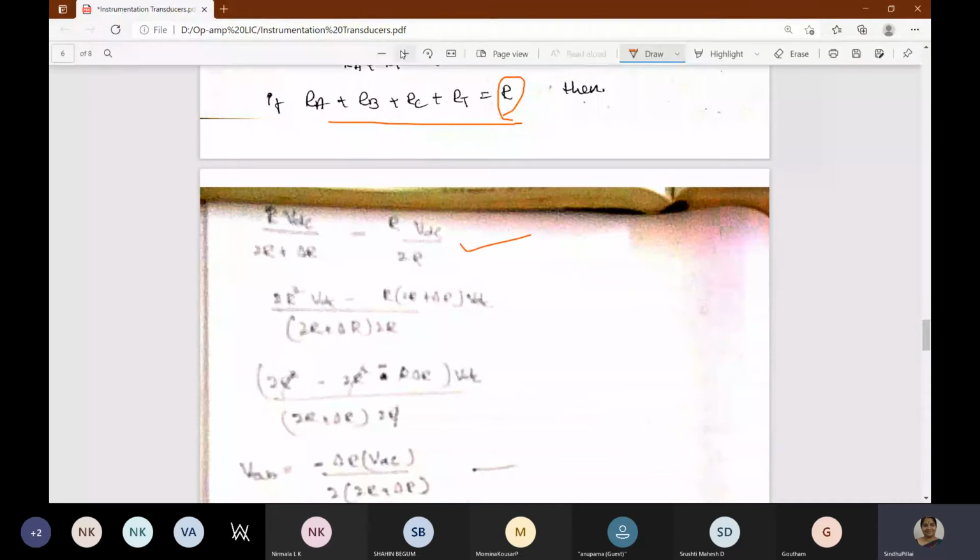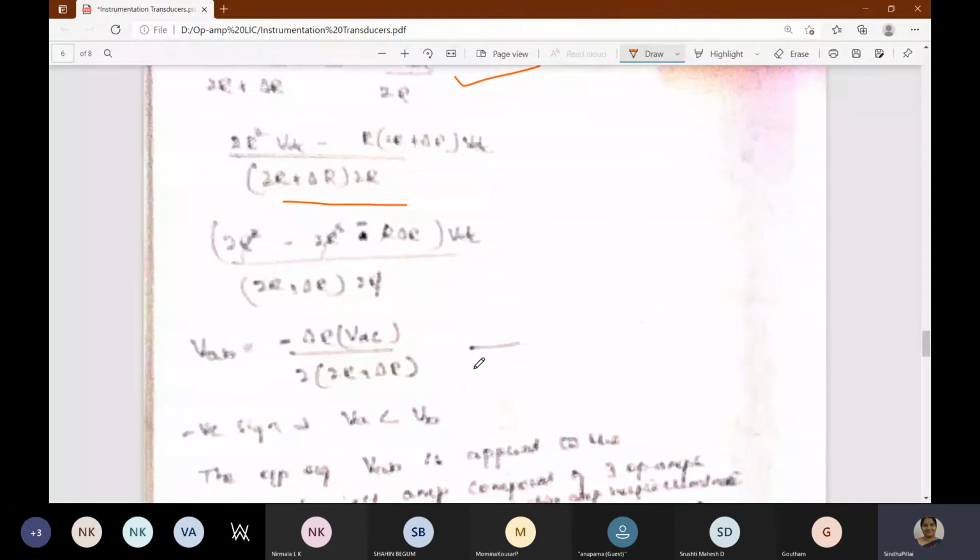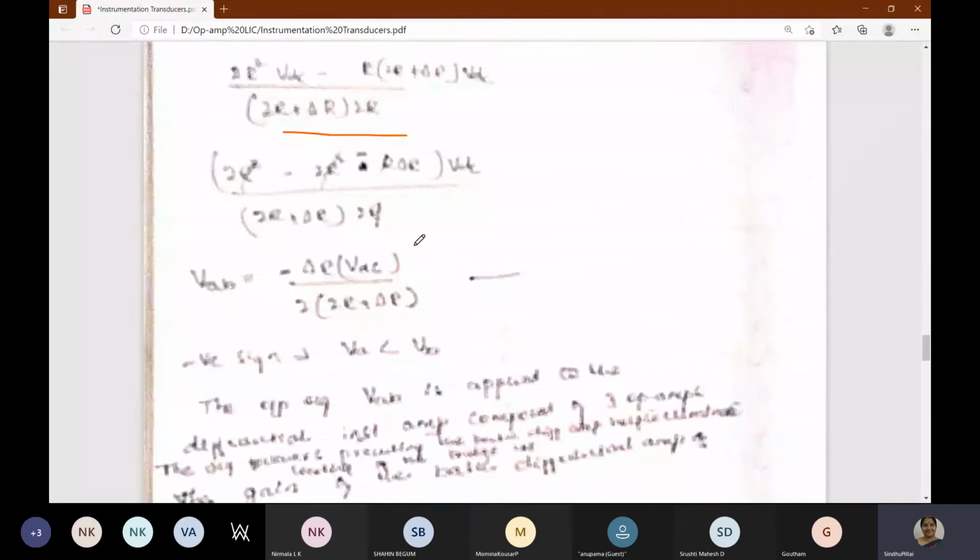Just take the LCM here. It is 2R plus delta R into 2R is the LCM. So 2R plus delta R will get cancelled. So you'll get 2R square VDC minus R into 2R plus delta R VDC. Just multiply it, 2R into R is 2R square. So plus 2R square minus 2R square will get cancelled. We'll get minus 2 delta R divided by 2R plus delta R into 2R. R also will get cancelled. So we'll be left with minus delta R into VDC divided by 2 into 2R plus delta R.